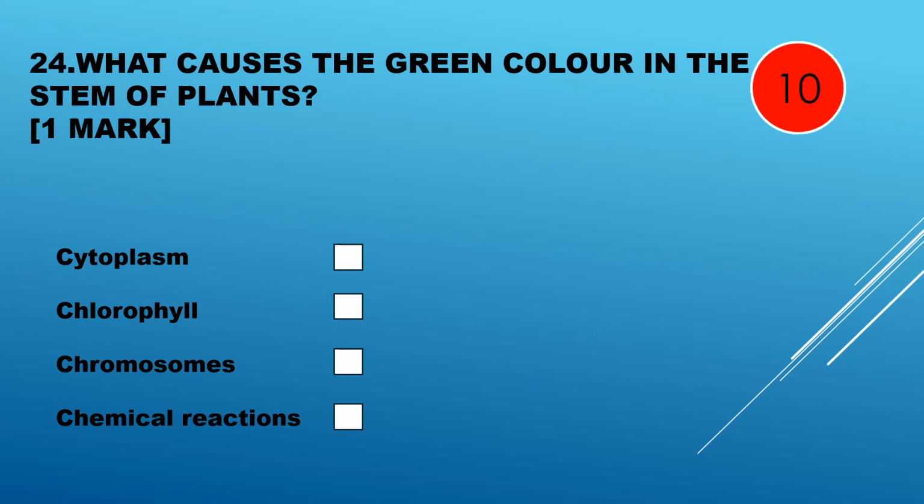Question 24. What causes the green colour in the stem of plants? Is it cytoplasm, chlorophyll, chromosomes, chemical reactions? The green colour in the stem of plants is caused by chlorophyll.